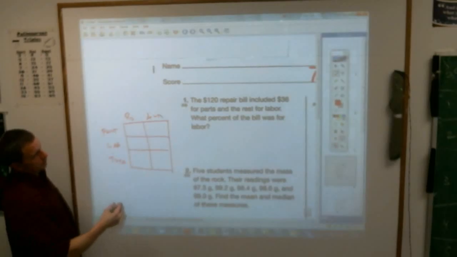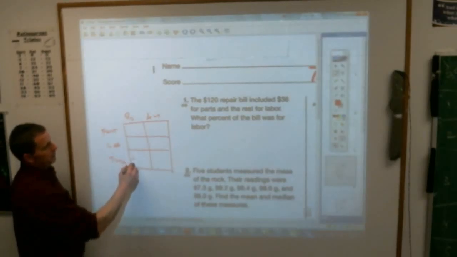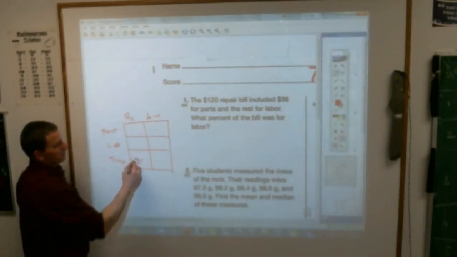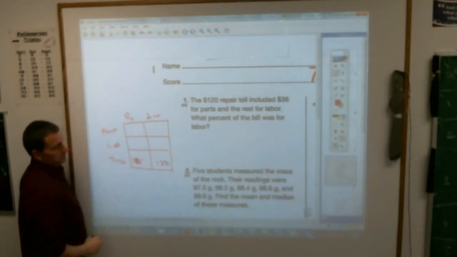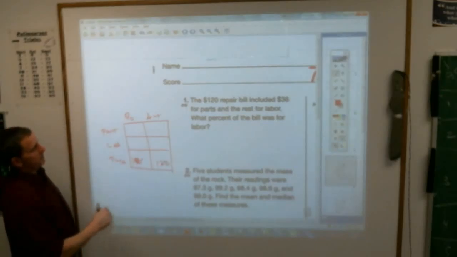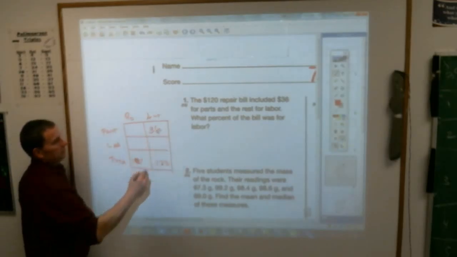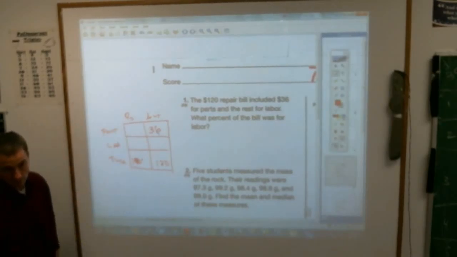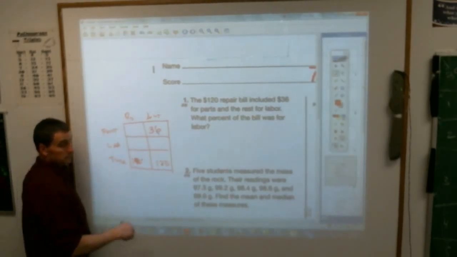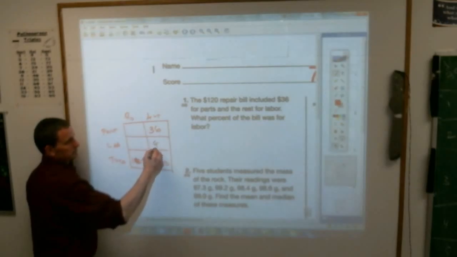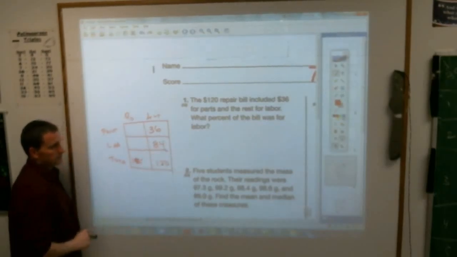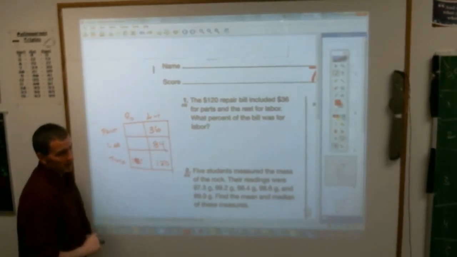We know the total repair bill was $120. I know that it was $36 for parts, so how much was it for labor? About $84.